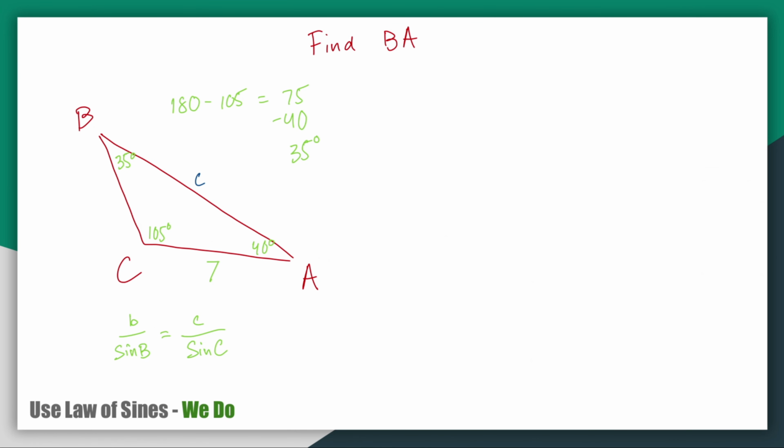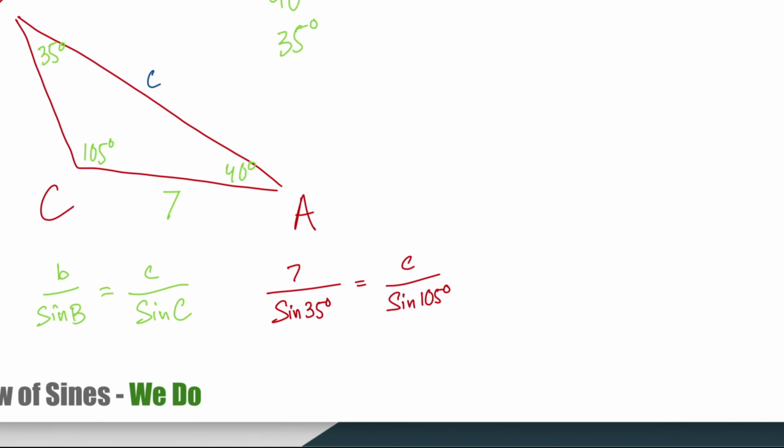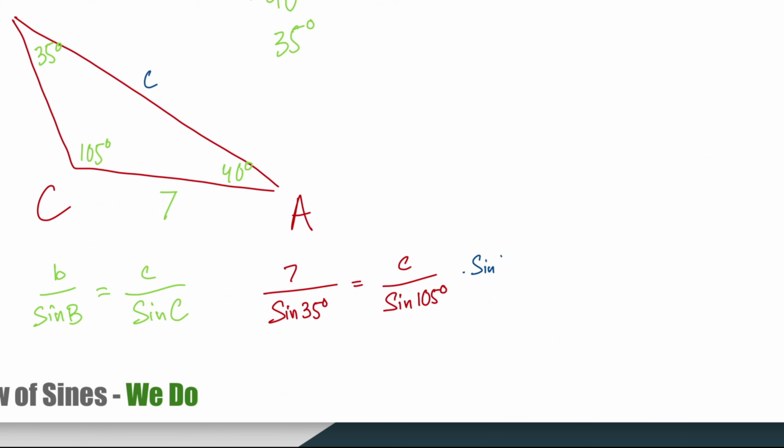Okay? Now I can actually plug in those values, right? Little b is 7 divided by the sine of 35 degrees is equal to little c, which we don't know, divided by the sine of 105 degrees. Okay, and now we can solve for c. So we multiply sine of 105 to both sides. Okay, cancels here, and we're going to get c is equal to sine of 105 degrees multiplied by 7 divided by the sine of 35 degrees.